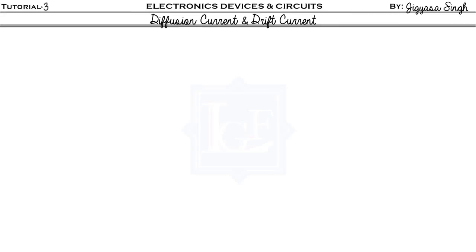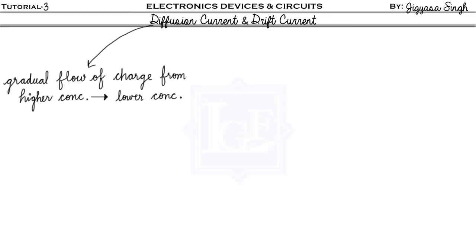Now what does diffusion mean? Diffusion means the migration of charge carriers from higher concentration to lower concentration, or from higher density to lower density. Why is it happening? It is happening due to concentration gradient. Since they are just diffusing on their own, can we say that this is a force-free process? Force-free.